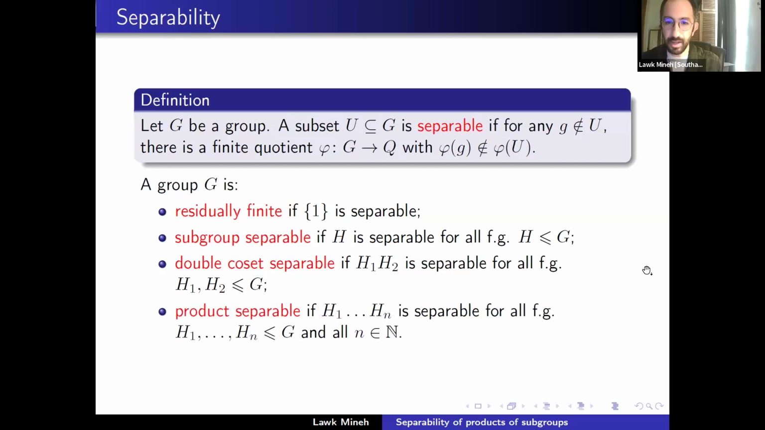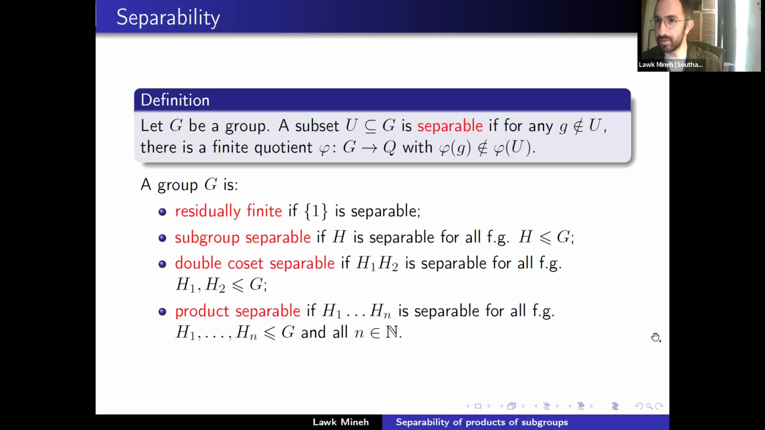And in the limit, you have this product separability, which you essentially get by replacing 2 in the above definition with n and letting n vary arbitrarily. So this is asking all possible products of all finitely generated subgroups to be separable. And this is the property that I'm interested in.